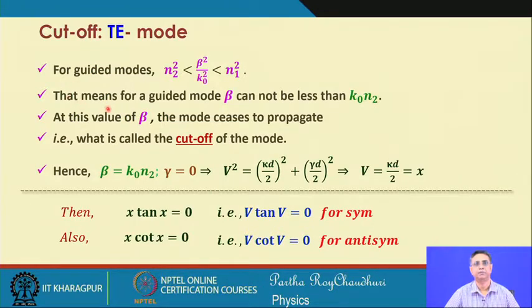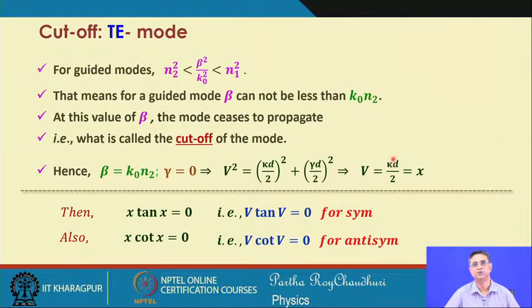Now, the cutoff property for guided modes: anyway, the propagation constant has to lie between these for every mode. Now, if they are critically equal, that is k0 n2 is equal to beta 2, then that is what we call the cutoff. So, that gives you the condition. If gamma, that is k0 n2 minus beta 2 square, becomes equal to 0, that is gamma equal to 0 because of this condition.